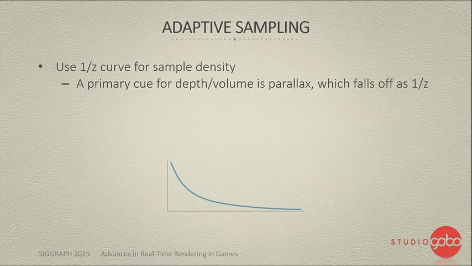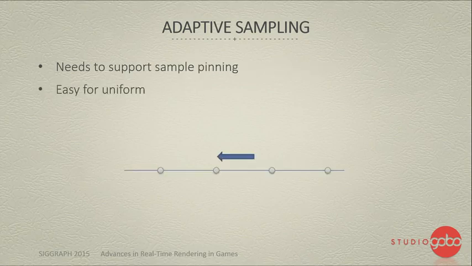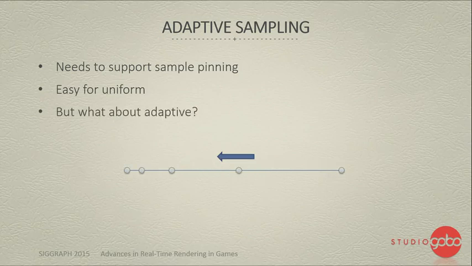So it's high near the viewer and low in the distance. And we use a curve like 1 over z, but anything can be used. And as I mentioned, we want to support the techniques that we've discussed so far. This is easy for uniform sampling. When the camera moves forward, we just need to pull the samples backwards, and we just keep rolling them as you go. But it's trickier for adaptive.